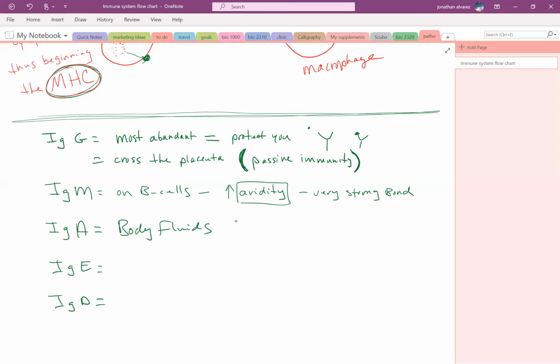Mucus, gut, respiratory, the urogenital tracts, you know, how we pee and stuff like that. Saliva, tears, and breast milk.